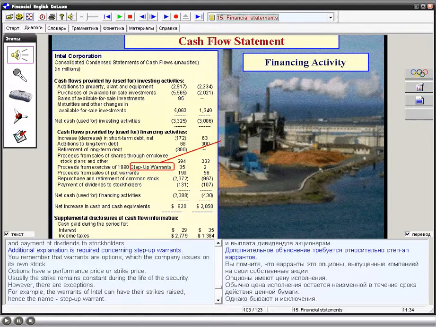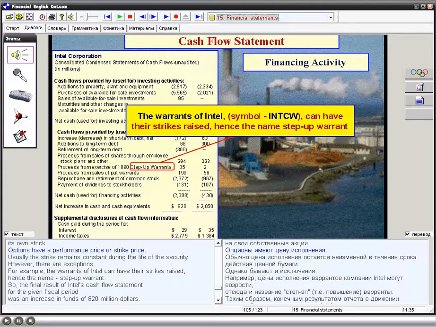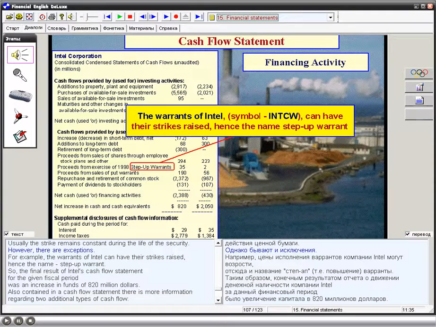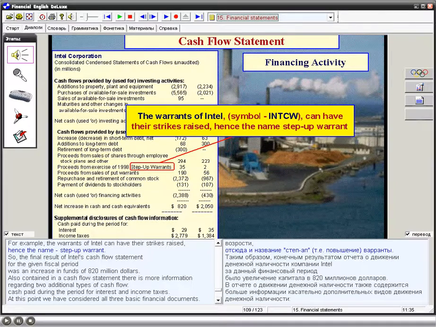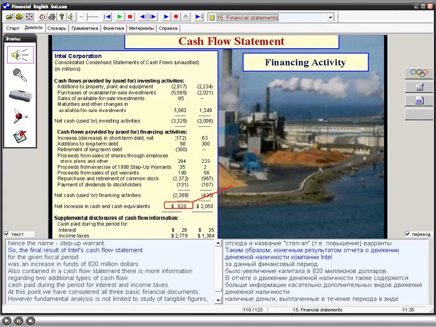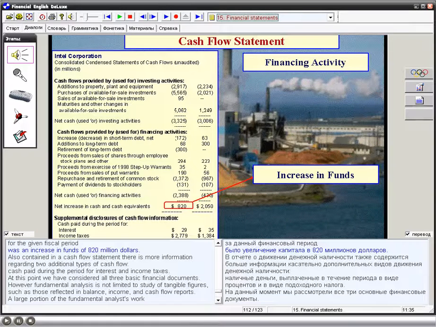Additional explanation is required concerning step-up warrants. You remember that warrants are options, which the company issues on its own stock. Options have a performance price or strike price. Usually the strike remains constant during the life of the security. However, there are exceptions. For example, the warrants of Intel can have their strikes raised, hence the name step-up warrant. So, the final result of Intel's cash flow statement for the given fiscal period was an increase in funds of $820 million.